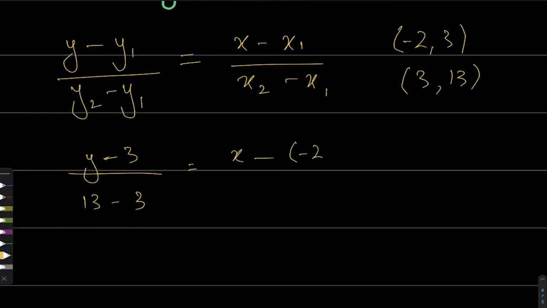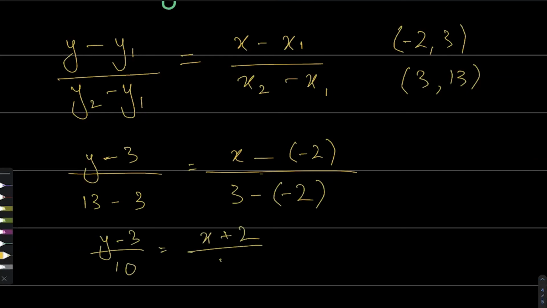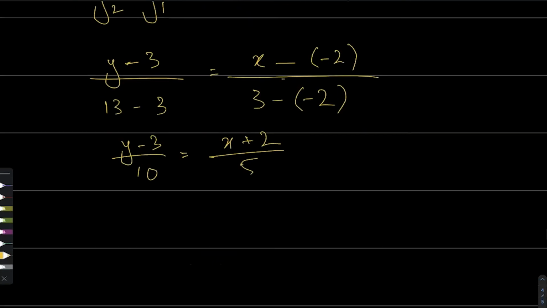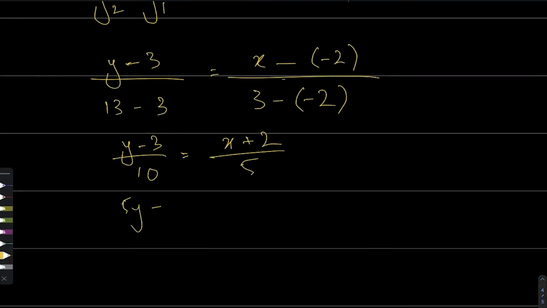Minus -2 over 3 minus -2. So what does this become? y minus 3 over 10 equals x plus 2 over 5. So that gives me 5y minus 15 is equal to 10x plus 20.